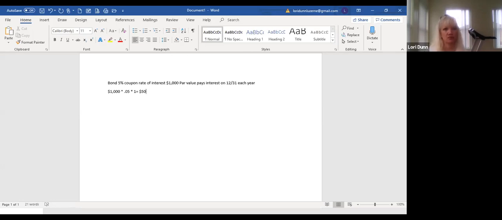What you have to remember about interest is interest occurs every second of every day. It's constantly occurring. It's constantly what we call accruing or adding up. So let's say bondholder A sells this bond to person B on April 1st of the current year.